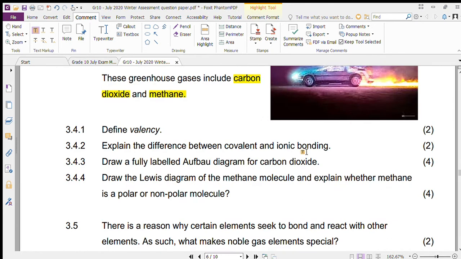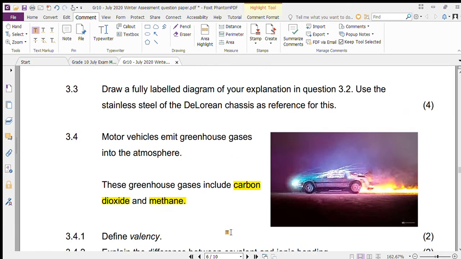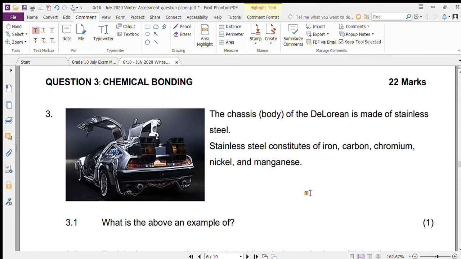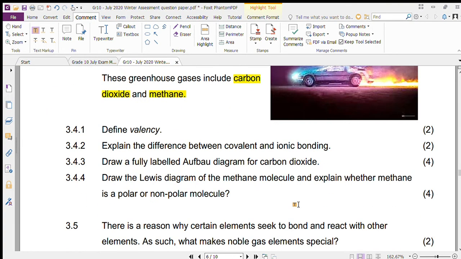Therefore, grade 10s, you have got 8 marks from this section that is directly from the textbook theory. No, in actual fact, 10 marks, 12 marks that are directly from the book. It's no extension whatsoever. I can understand how the DeLorean can be a little bit of an extension because you are dealing with the stainless steel, but this entire section over here was pure theory, book learning.